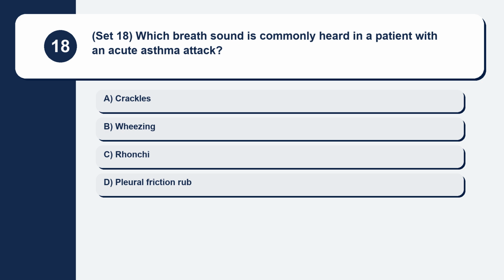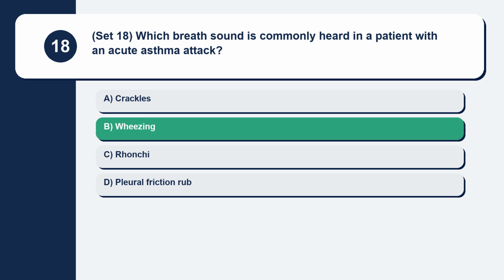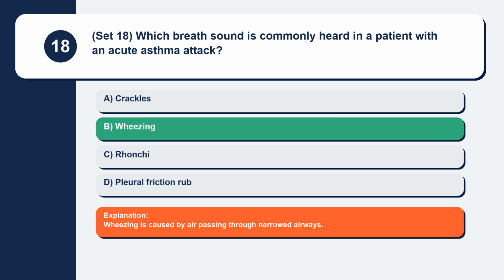Question 18. Set 18. Which breath sound is commonly heard in a patient with an acute asthma attack? Crackles, wheezing, rhonchi, pleural friction rub. Wheezing is caused by air passing through narrowed airways.